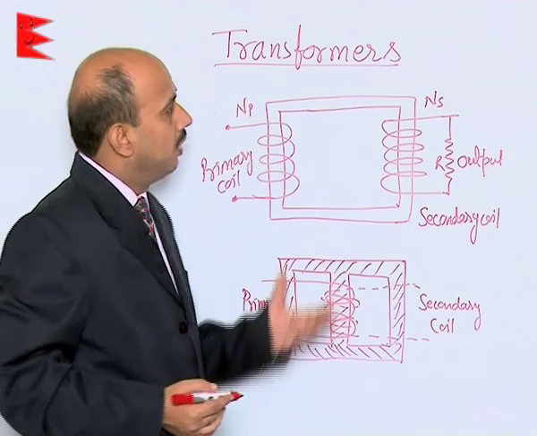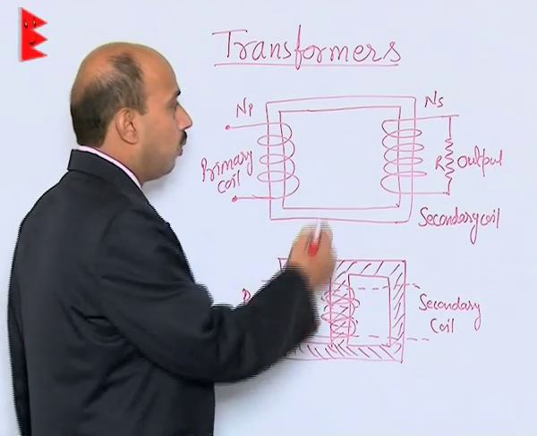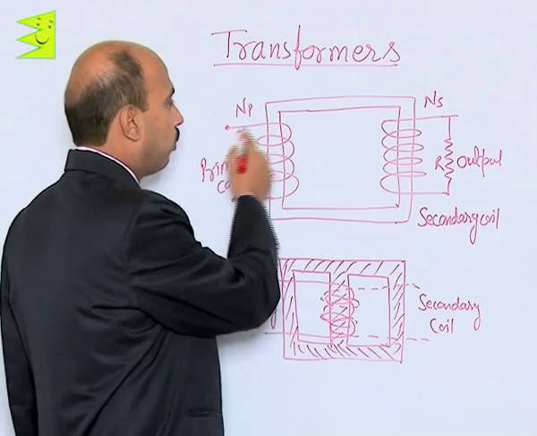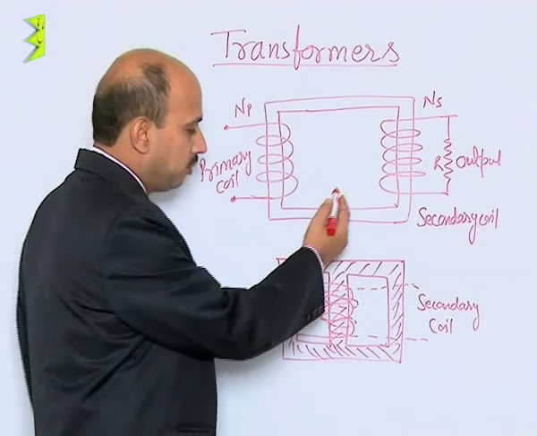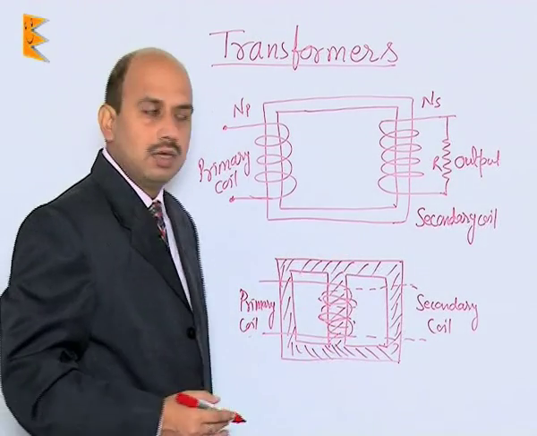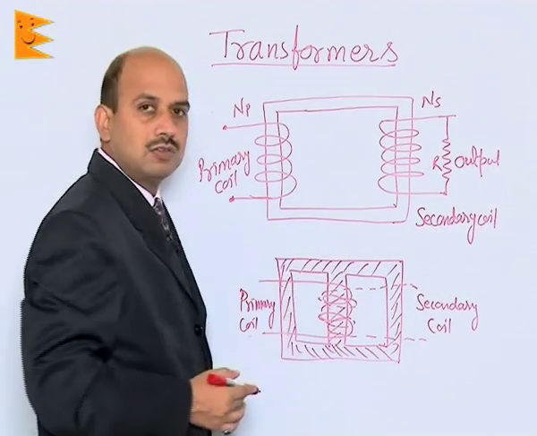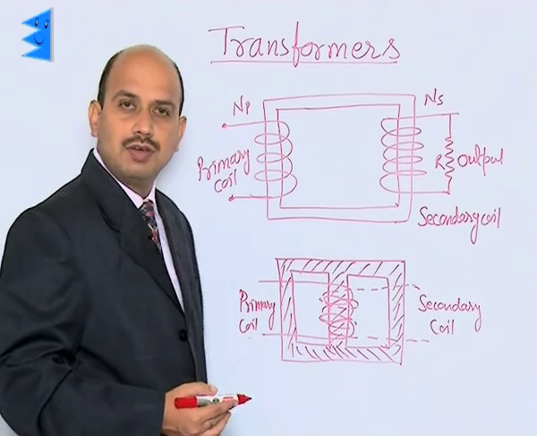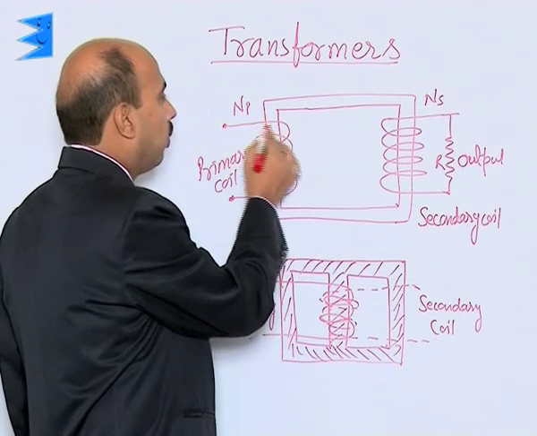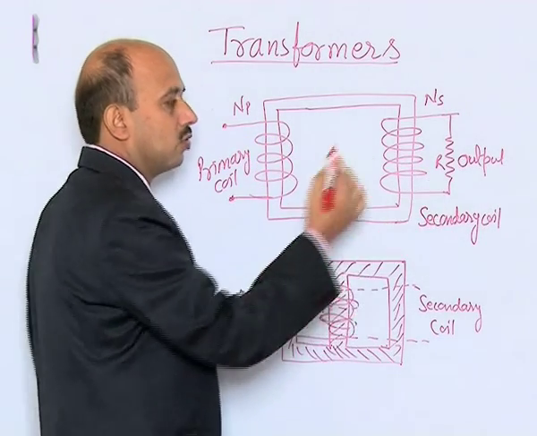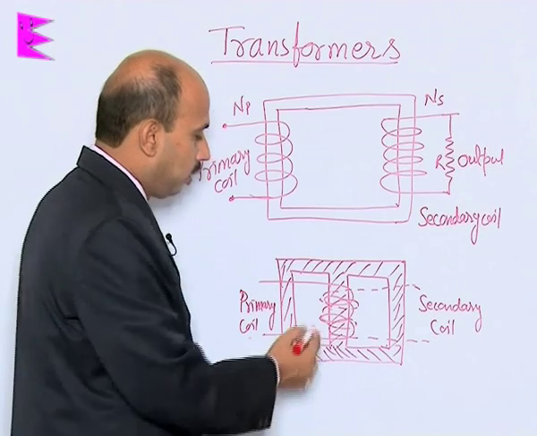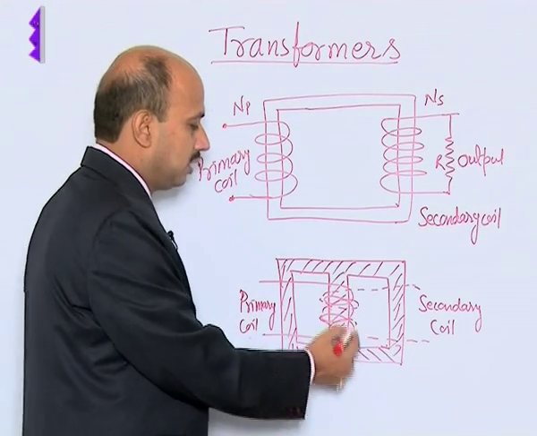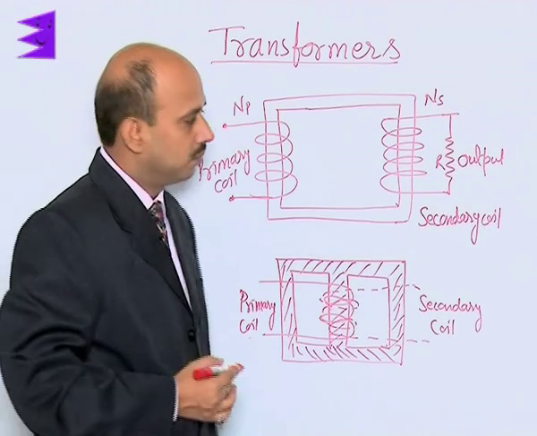Now see here, in a transformer there is a soft iron and two coils are wound in this manner or in this manner. Here these two are wound separately on the soft iron, and here they are wound over each other. This one is called the primary coil and this is called the secondary coil, and here also this is primary and this is secondary. Here the coils are wound over each other on the soft iron core.